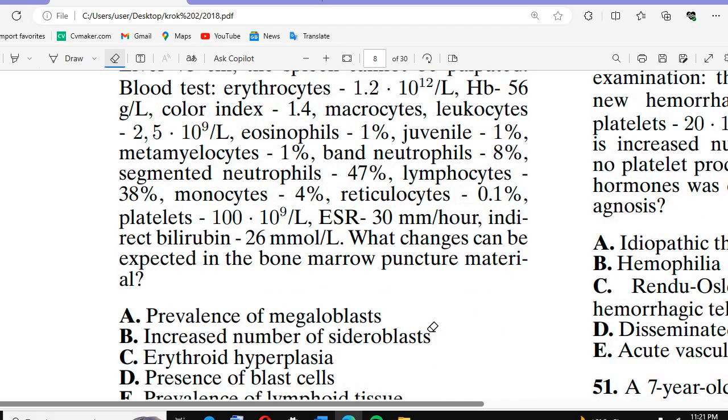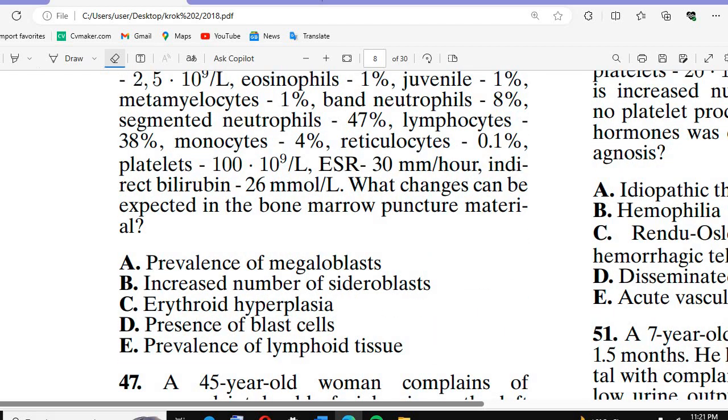Okay, for this type of question, what you need to do is firstly read the last line. What changes can be expected in the bone marrow puncture material? Prevalence of megaloblasts, increased number of sideroblasts, erythroid hyperplasia, presence of blast cells, presence of lymphoid cells.